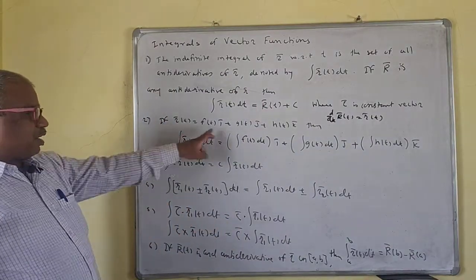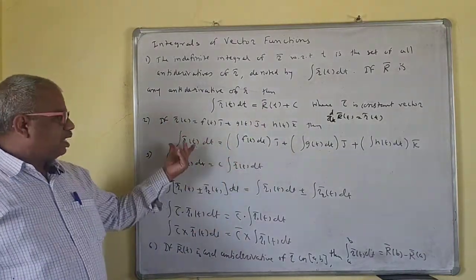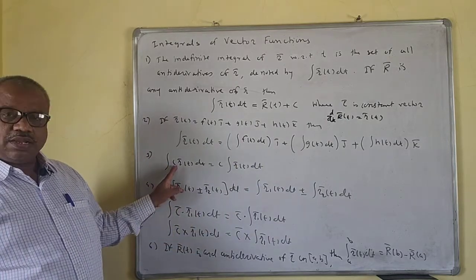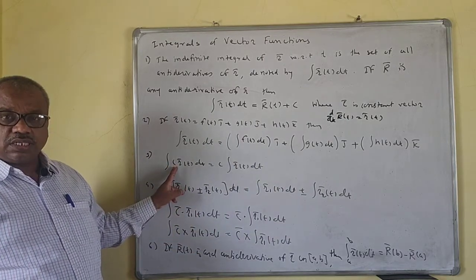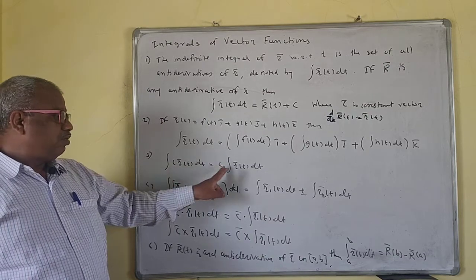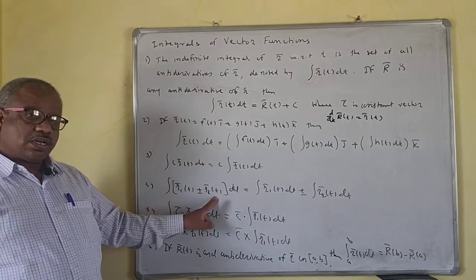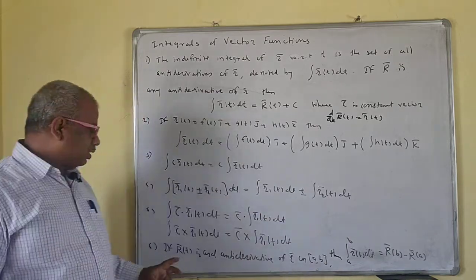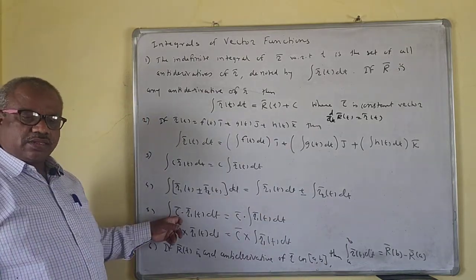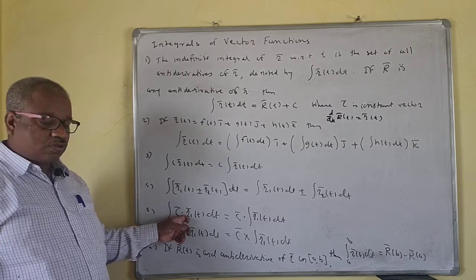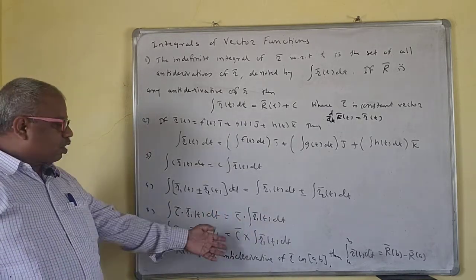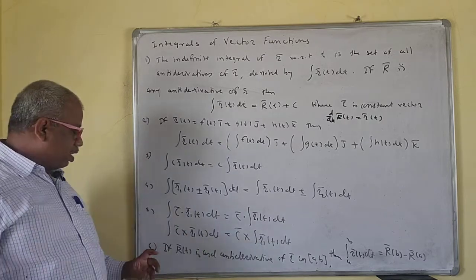If r bar is given component wise, then you have to integrate component wise. If c is a constant, a scalar, you can take the scalar out. The integral of a sum is the sum of the integrals. If c bar is a constant vector, then you just take the dot product or the cross product with the integration. This is a constant vector, so you can do this.